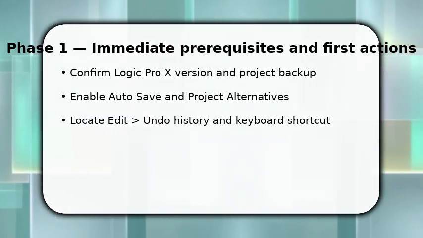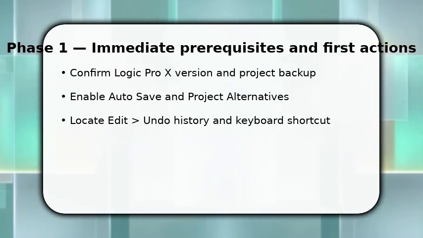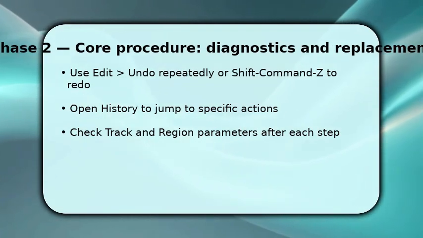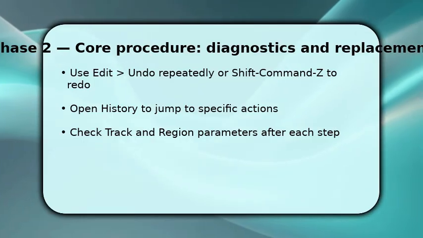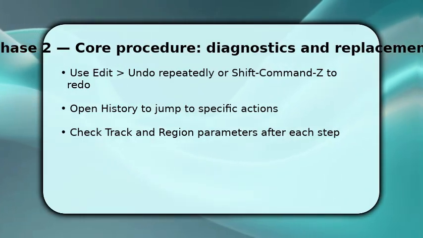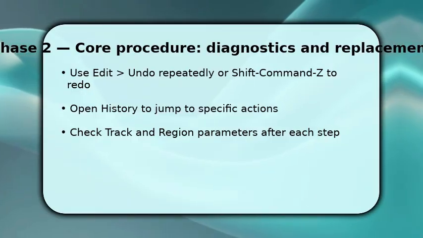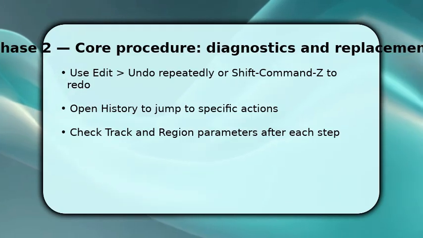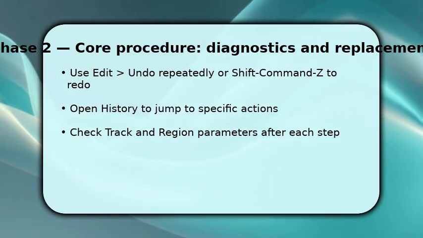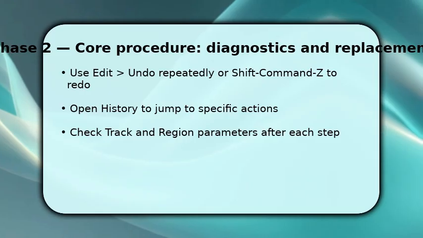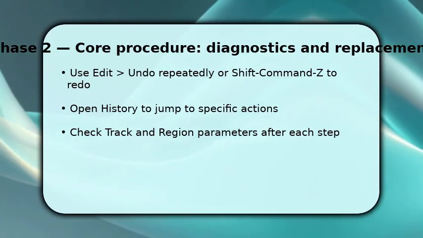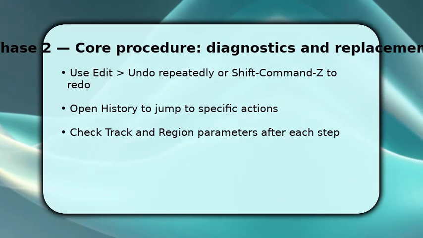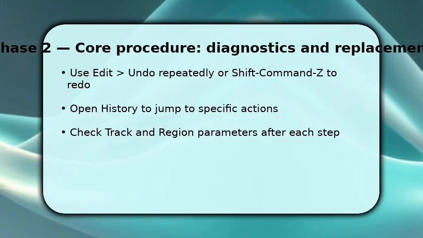You proceed by using Edit Undo repeatedly to step back through actions. If you overshoot, use Shift-Command-Z to redo. Once you need a specific point, open the history window and jump directly to that action so you avoid trial and error. As you move, make sure to inspect track and region parameters, plugin states, and automated lanes. Those often don't revert the way you expect. This methodical approach prevents missed settings and keeps your session consistent while you correct mistakes.